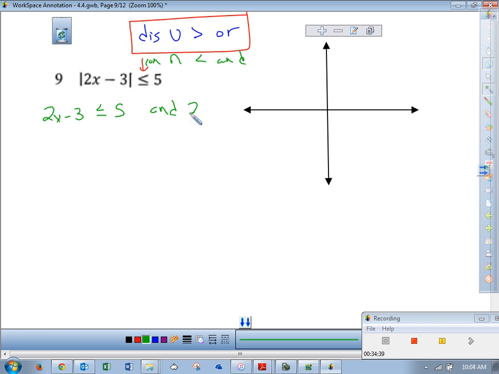Then you take what's in the bars again, and you switch the symbol, switch the sign. This symbol became switched, and this 5 became switched also. Solve them both. Don't forget, sometimes you got to switch that symbol when you multiply or divide by a negative. Bring the word down also.